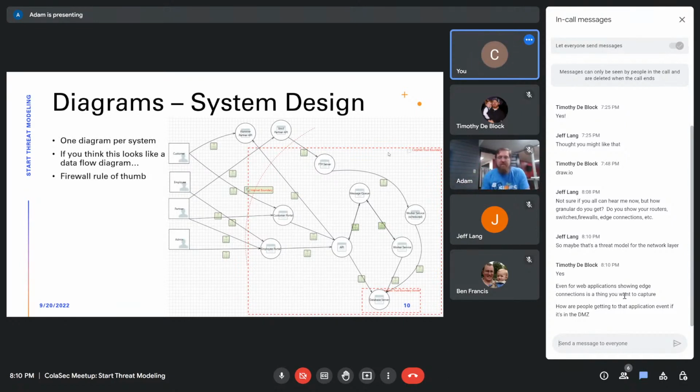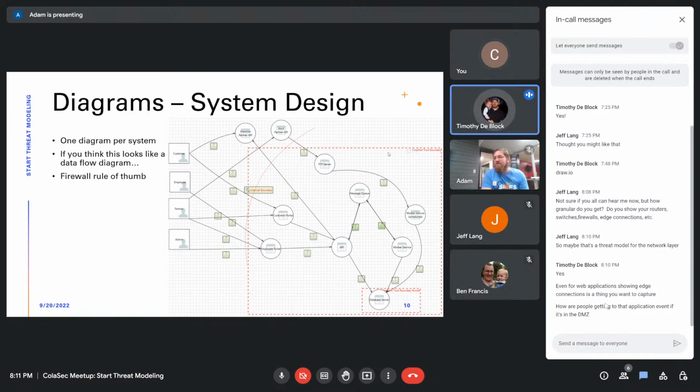So just a follow up comment there. Maybe that's a threat model for the network layer, and I'd have to agree, yes, absolutely, 100%. You could build a network layer threat model. I've never built one. I kind of want to do it now. Maybe call me and we'll do that.